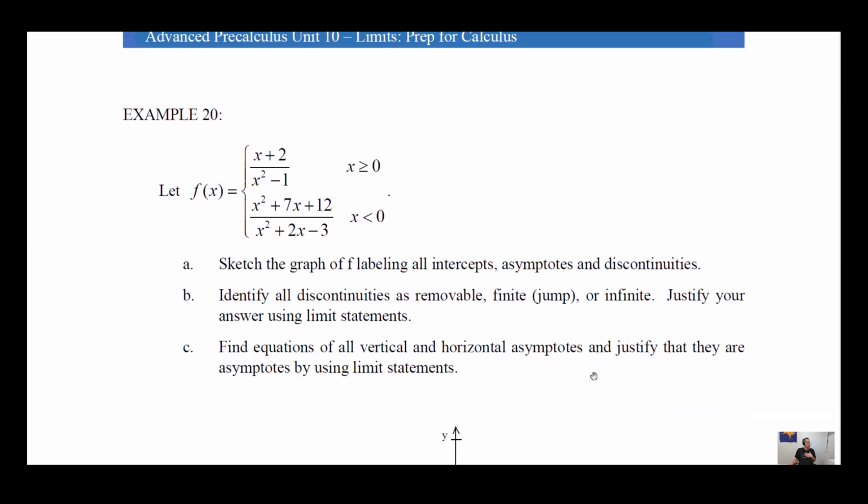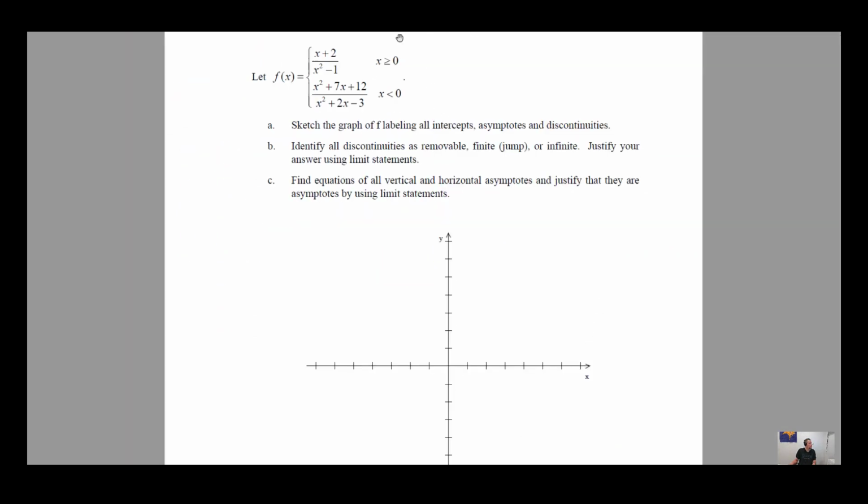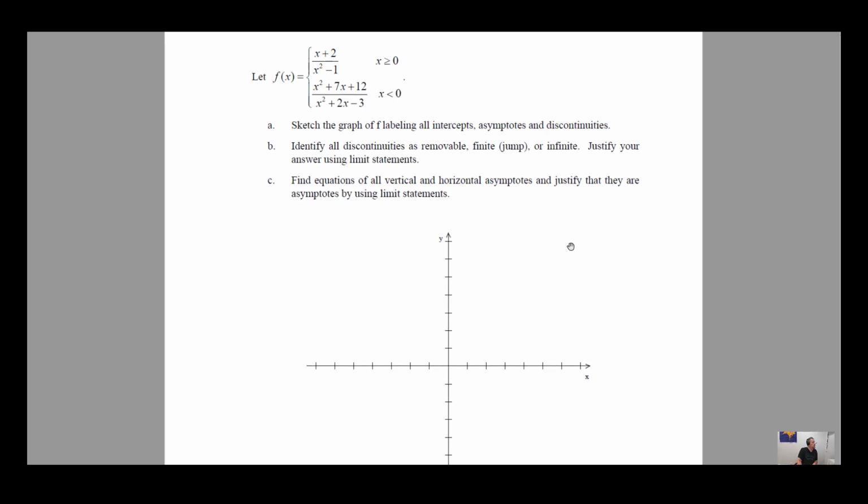So here's an example. Let's sketch a graph of this function. We'll label all intercepts, asymptotes, and discontinuities. I guess I'll have to shrink this one a bit because it's a little large. Okay, so for the x's that are bigger than or equal to 0, let's first plug in the number 0 to get an intercept. That's going to provide 2 over negative 1, which is a negative 2.